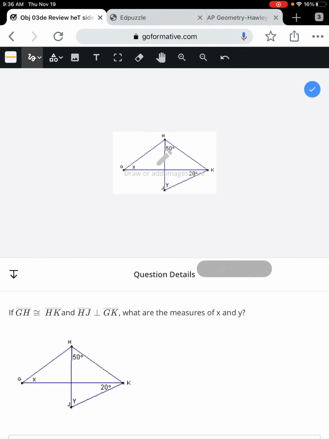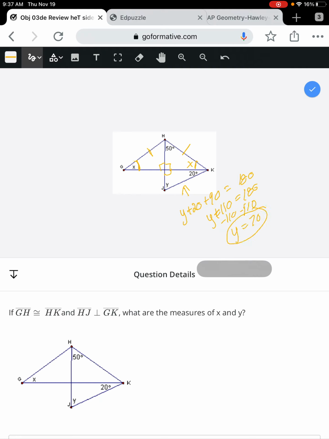Okay, this one here, it says that GH is congruent to HK. I use that piece of information because I know that in a triangle, if two sides are congruent, the opposite angles are congruent. So if this is x, then this would also have to be x. It also tells me that HJ is perpendicular to GK, which means that if they're perpendicular, all of those angles have to be 90 degrees. Knowing that, to find y here, I know y plus 20 plus 90 is equal to 180. So y plus 110 is equal to 180.